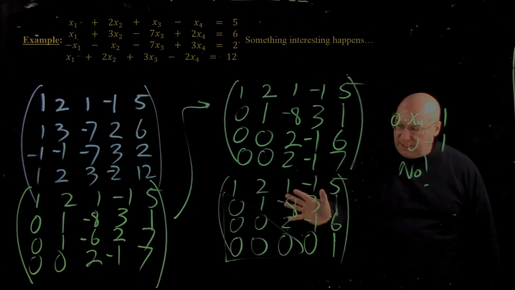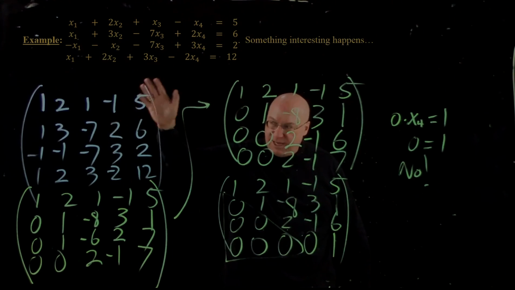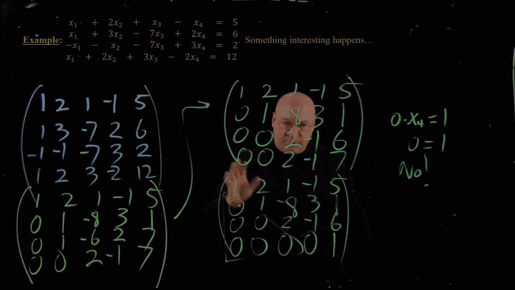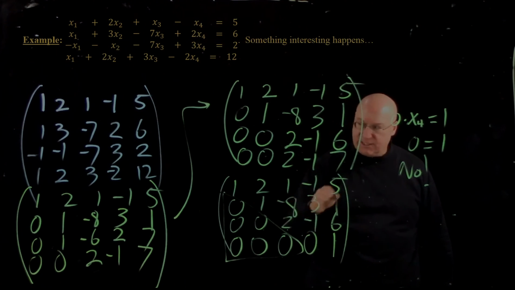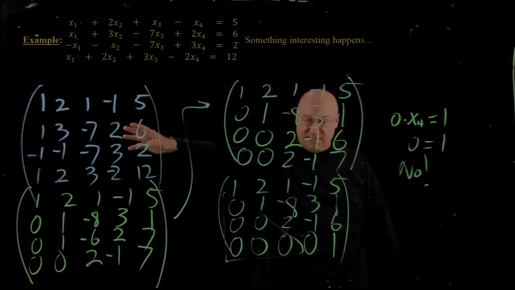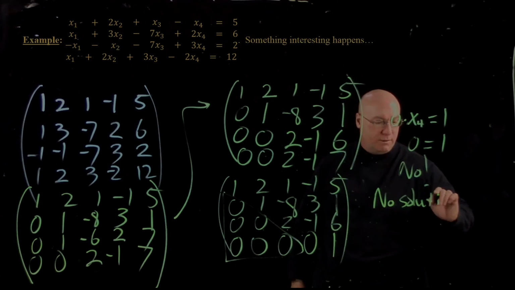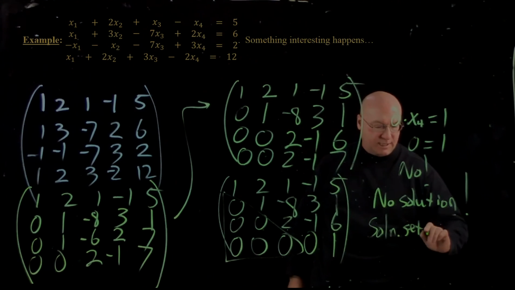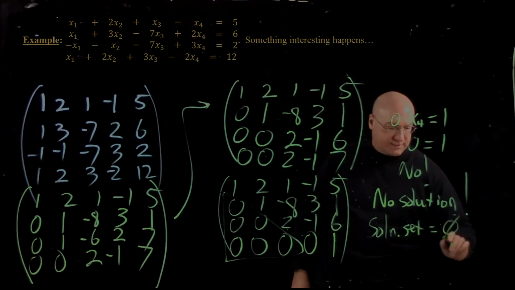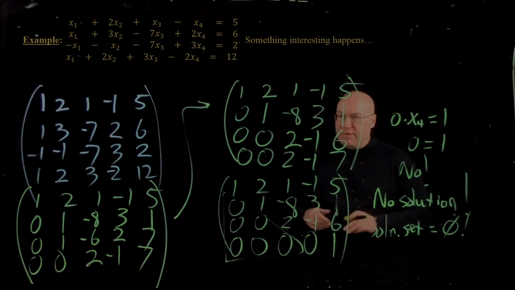But the solution set here, since this is equivalent to that, I got from here to here just by doing row operations. We have a nice equivalent system. Since this solution set doesn't exist, the original solution set doesn't exist. So no solution. Solution set empty. The solution set equals the null set, right? Okay, so that can happen.